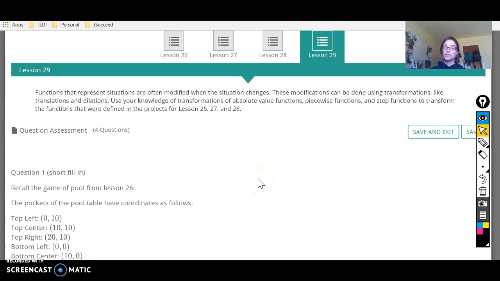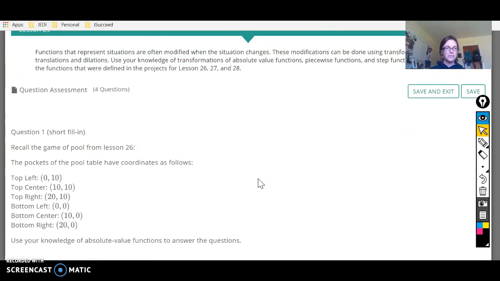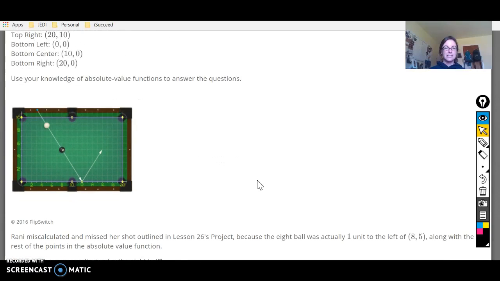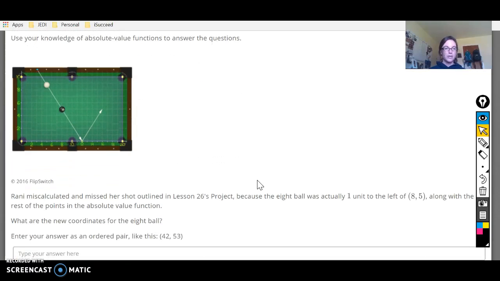Okay, so first question, we're going to go back to that absolute value problem. Recall the game of pool from lesson 26, and we are going to figure out the situation where Rainey miscalculated and missed her shot as outlined in the lesson 26 project. Because the 8 ball was actually 1 unit to the left of (8, 5), along with the rest of the points in the absolute value function. So everything needed to shift over 1 unit.